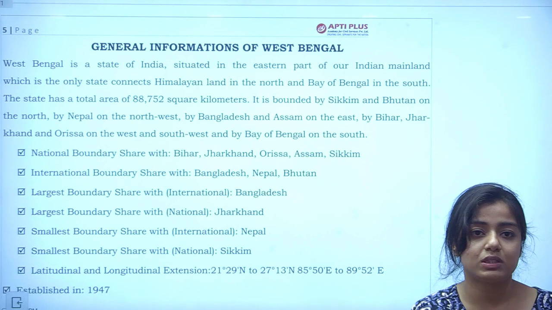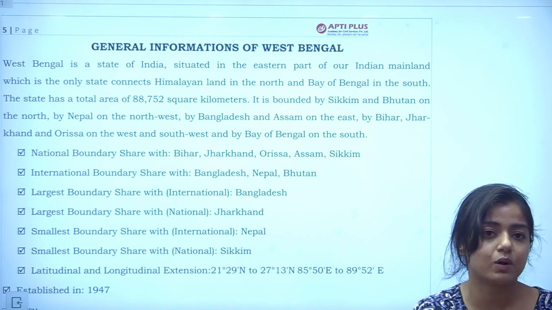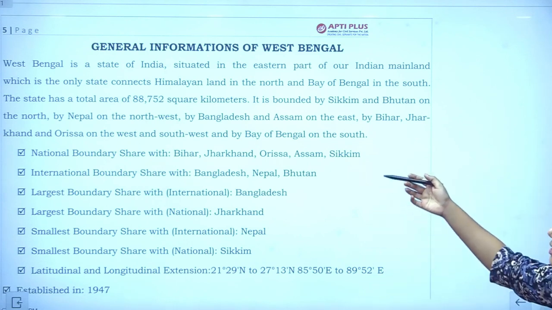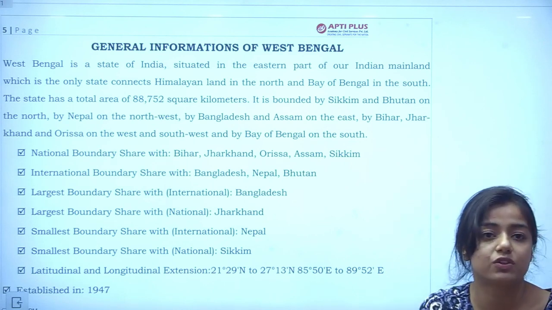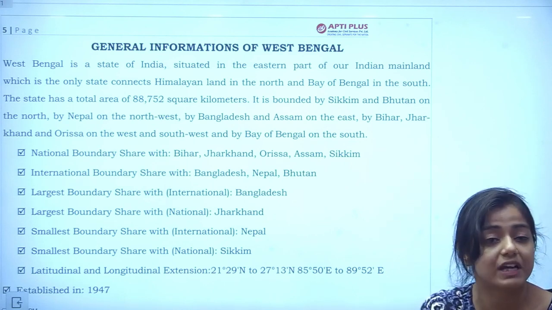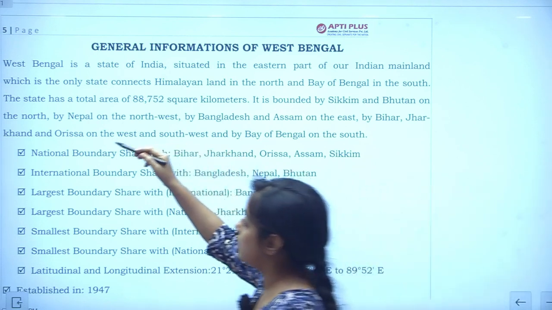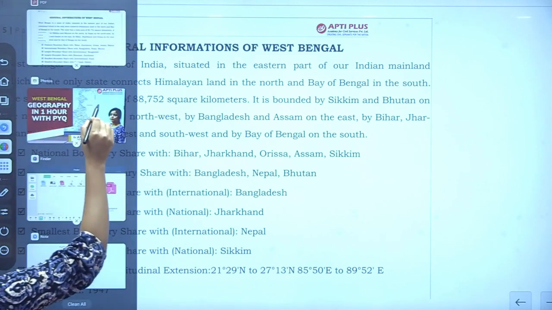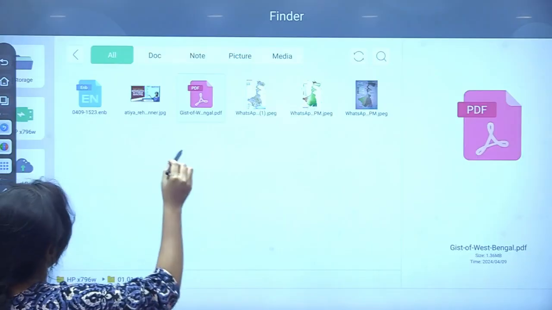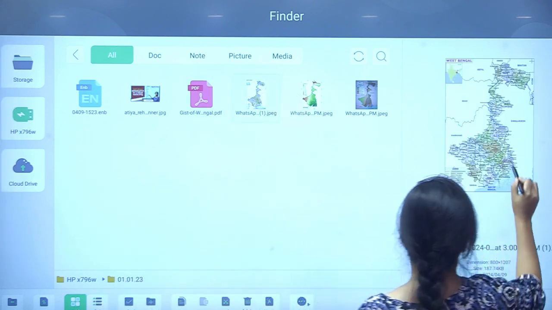So we need to know the basic information related to West Bengal. Now the very first information given here is the national boundary. West Bengal shares its national boundary with 5 states. So we need to know about the 5 states. I'll be showing you a map, and I always tell students to study geography using maps because it becomes very easy.